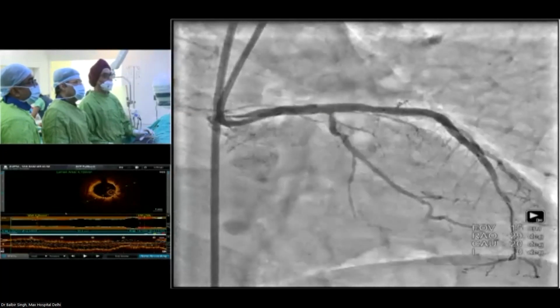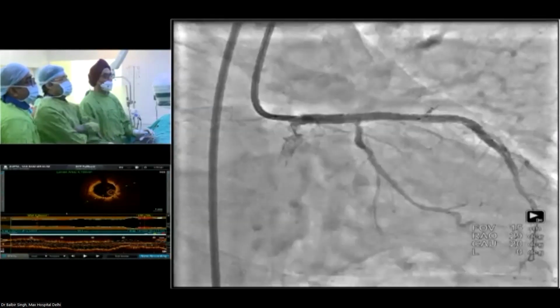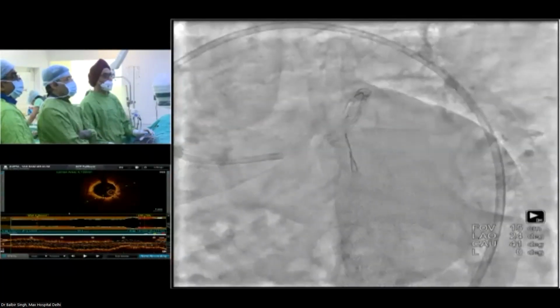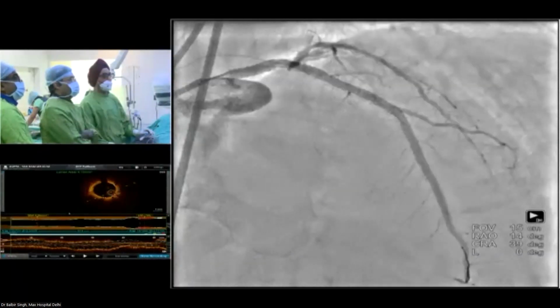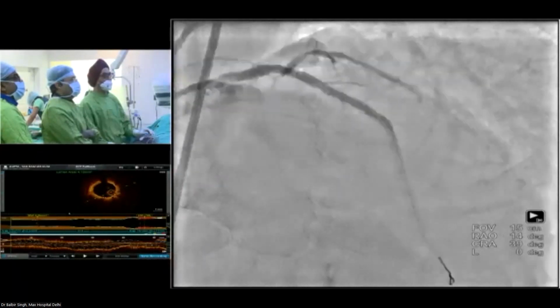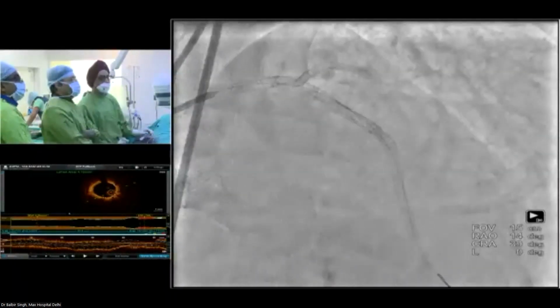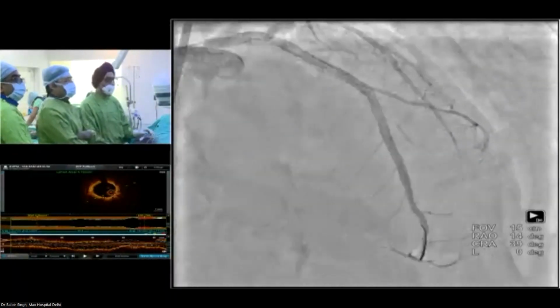So this is the angiographic pictures. Next. And all branches are intact. Next. Excellent. This is the LAD, which is really nice opening. We'll show you the imaging results. Can you play the OCT now?